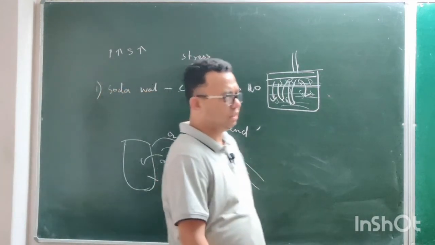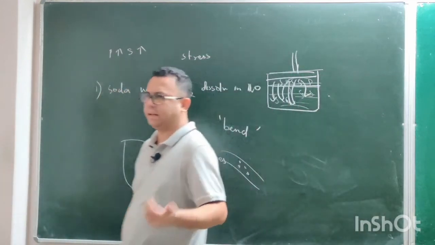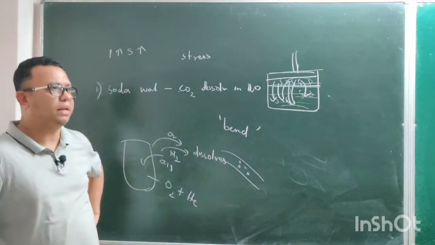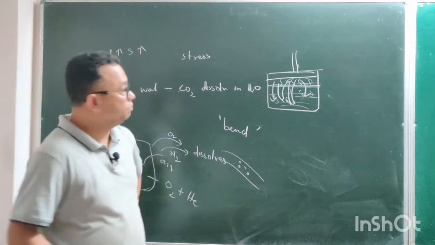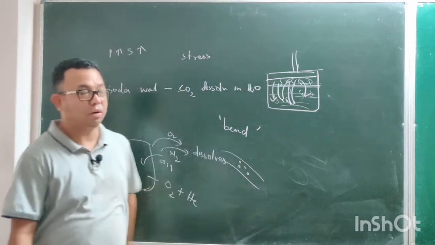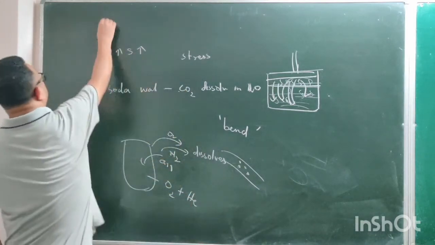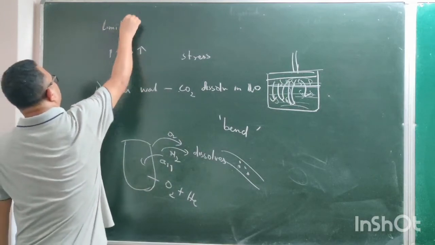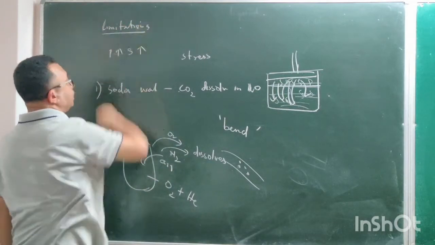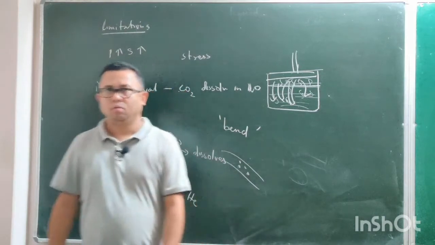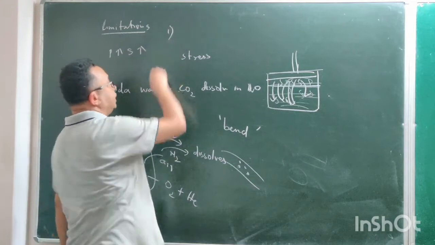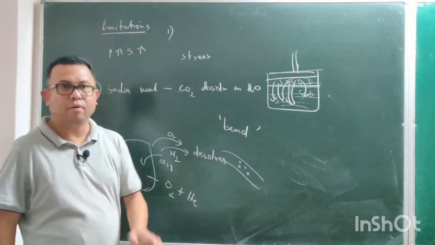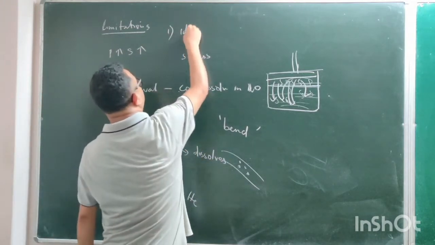Other applications are there, you can go through them, but these are the three main applications of Henry's law. Now finally, with respect to Henry's law, I think the last topic that you have is limitation. Limitation means defects. What are the defects of Henry's law? The first defect is that Henry's law is applicable only for ideal gases.